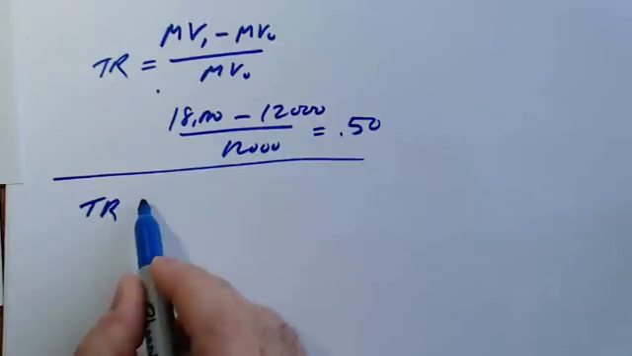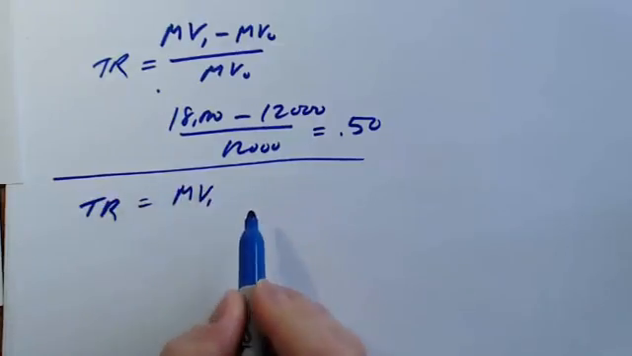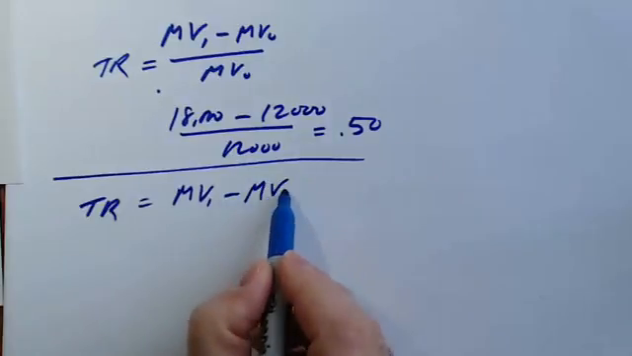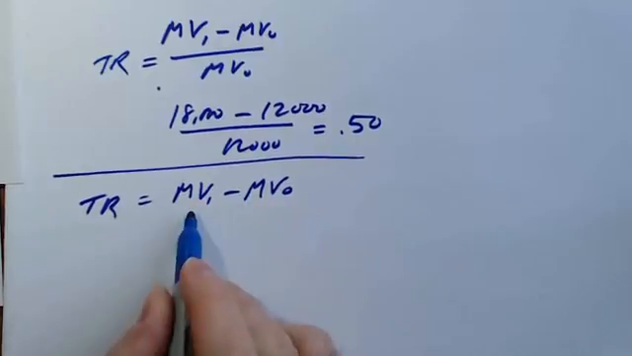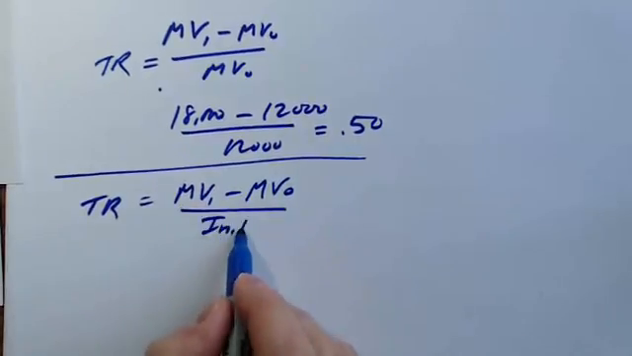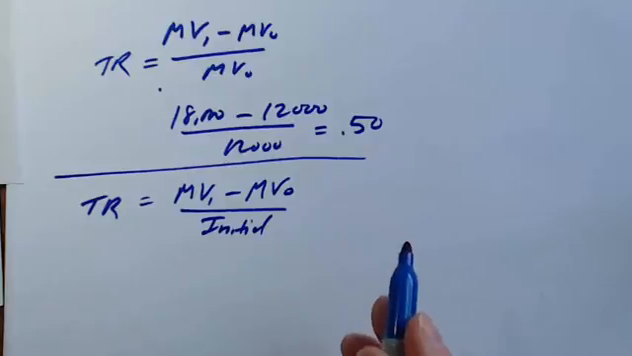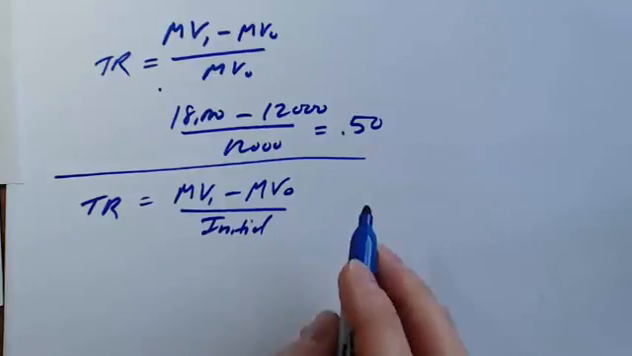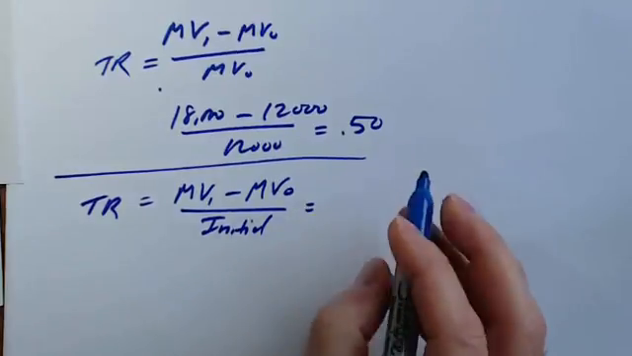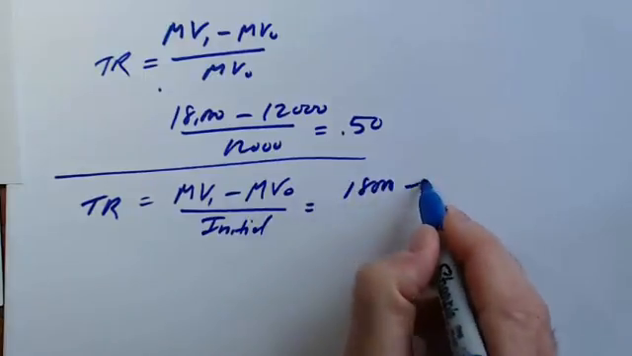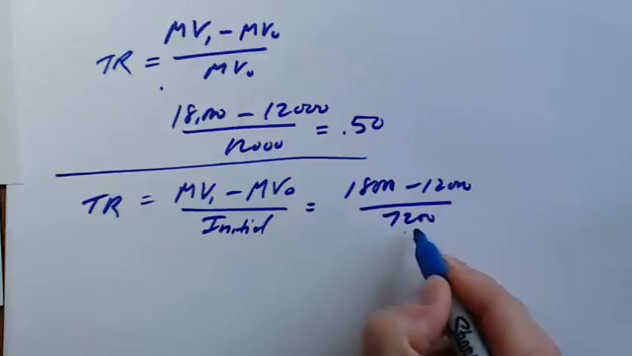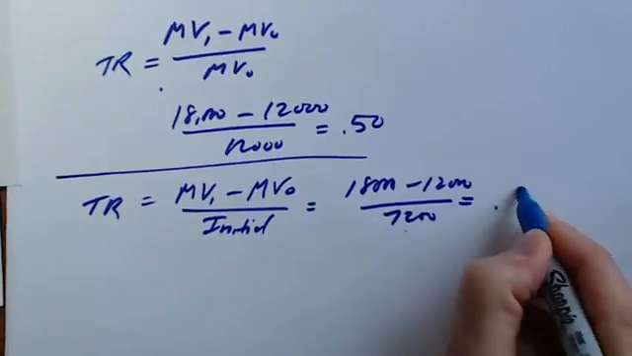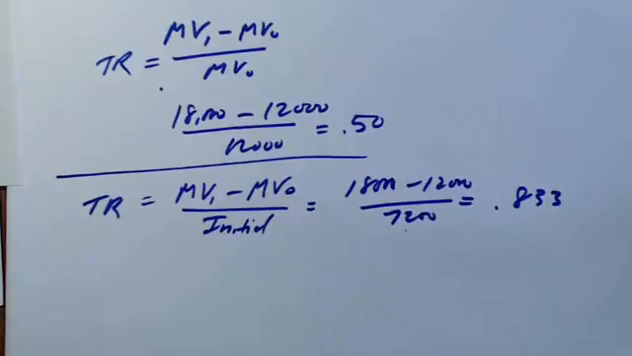Well, the formula is the market value at the end minus the market value at the beginning. That's still our capital gain or loss, divided by our initial investment. And our initial investment is basically our initial margin requirement. And so what that boils down to is the 18,000 minus the 12,000, divided by the 7,200, our initial margin requirement. That turns out to be 0.833 or 83.3%.